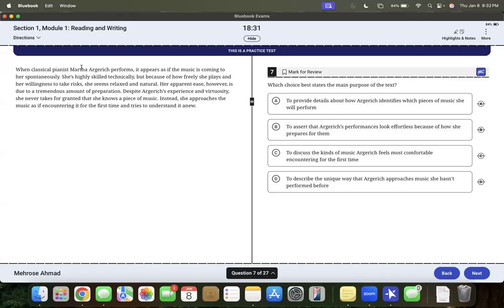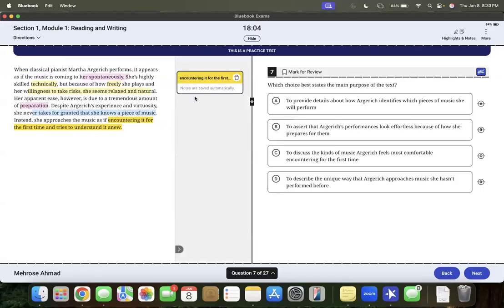When classical pianist Martha Argerich performs, it appears as if the music is coming to her spontaneously. She's highly skilled technically, but because of how freely she plays and her willingness to take risks, she seems relaxed and natural. Her apparent ease, however, is due to a tremendous amount of preparation. Despite Argerich's experience and virtuosity, she never takes for granted that she knows a piece of music. Instead, she approaches the music as if encountering it for the first time and tries to understand it anew.